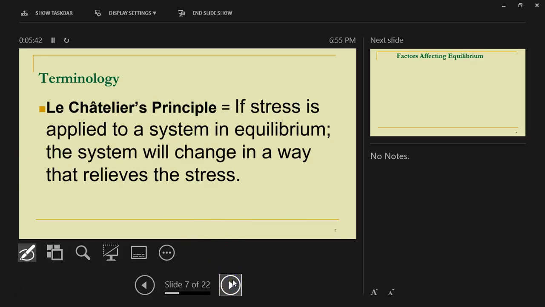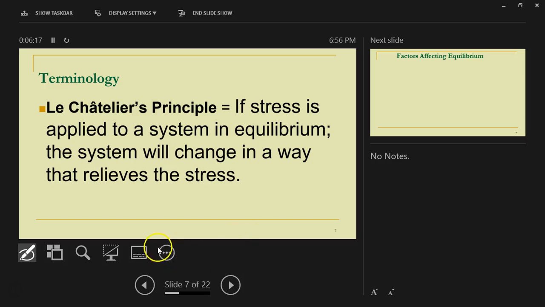So there's Le Chatelier's principle, and his principle says, if stress is applied to a system in equilibrium, a system is going to change in a way that relieves the stress in order to reestablish equilibrium. So if we stress the system in some way, according to Le Chatelier's principle, it's going to want to regain its equilibrium, and it is going to shift in a way that's going to make it regain its equilibrium.